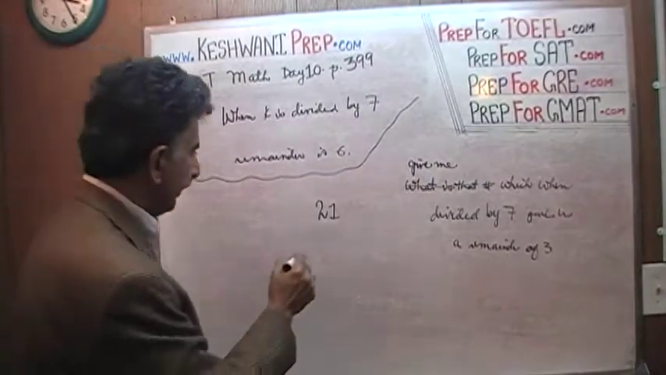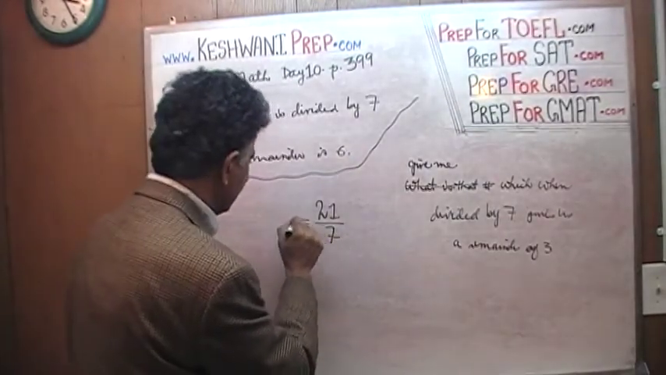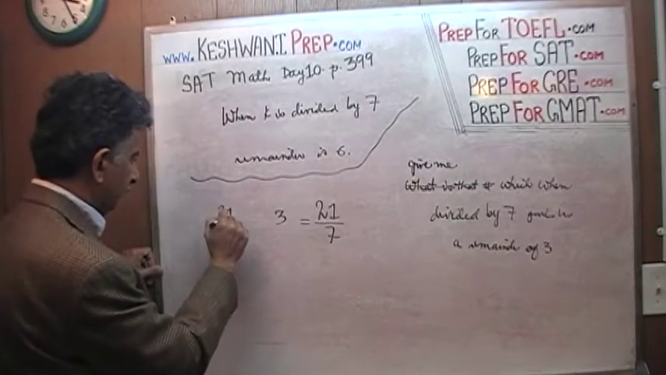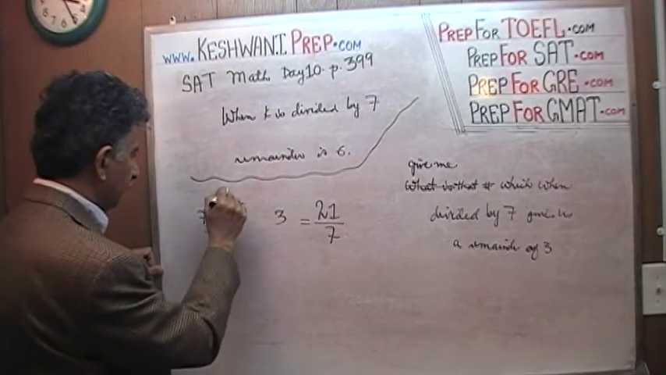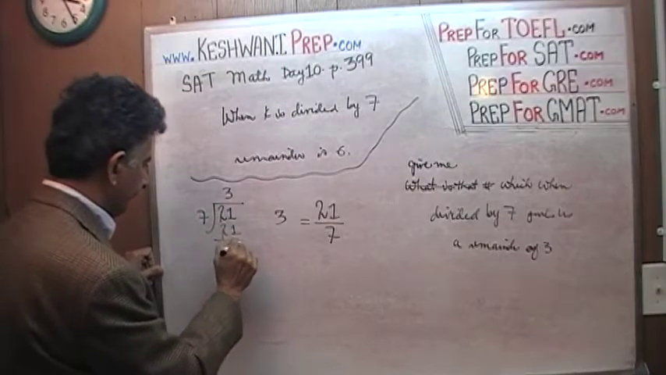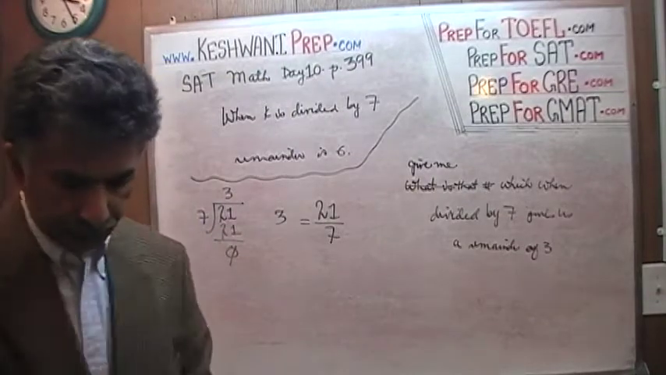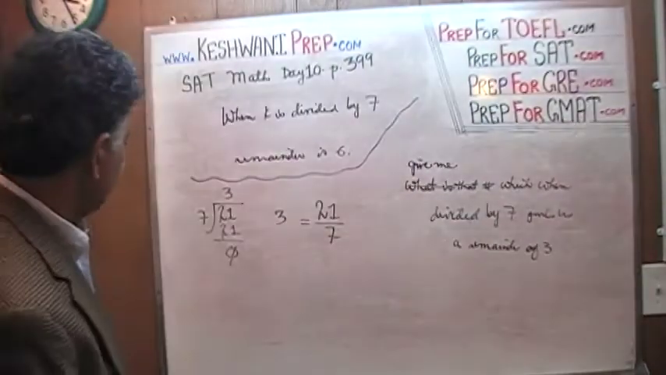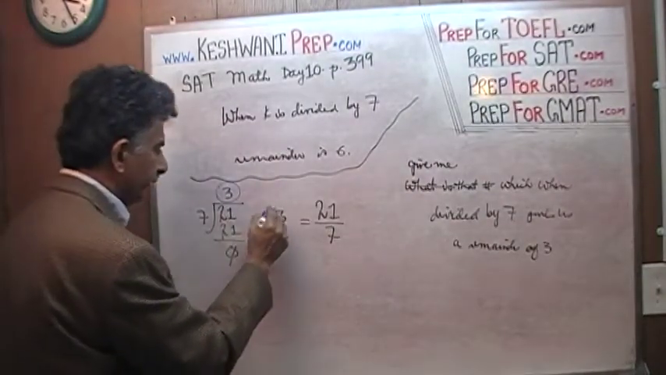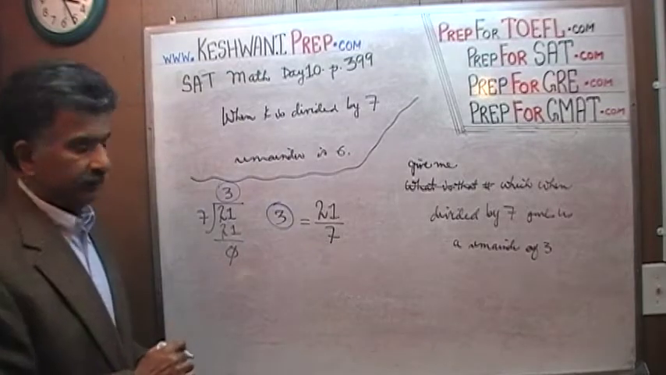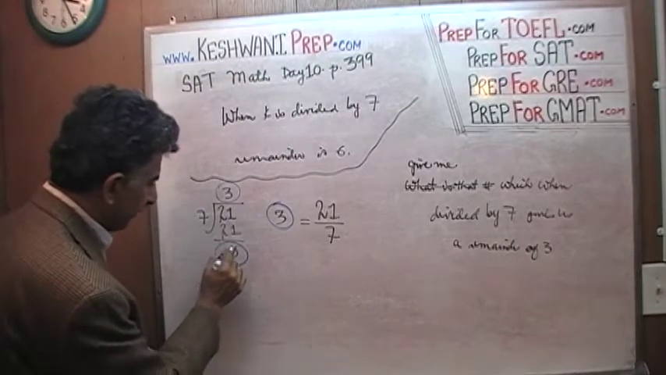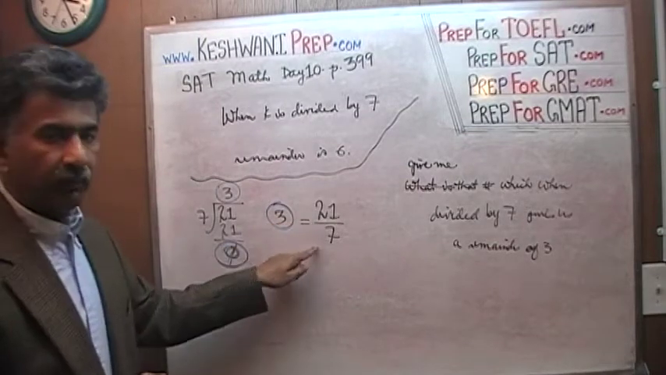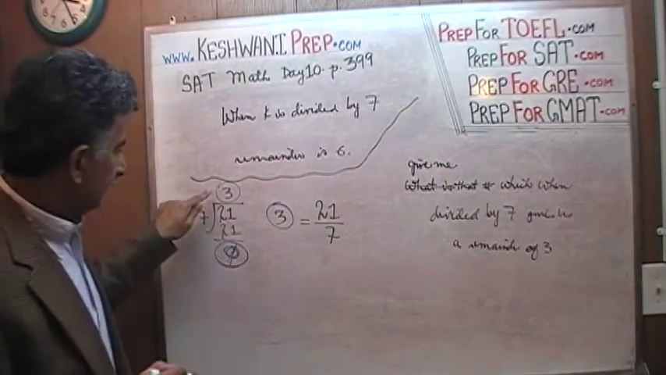Because they figured if you divide 21 by 7, you get 3. Let's do it in the longhand here. 21 divided by 7 gives you 3. What you just saw there is not a remainder. Remainder is what is left over. Here we have a remainder of 0. Why do we have a remainder of 0 when you divide 21 by 7? Because 7 goes evenly into 21. This is not a remainder.